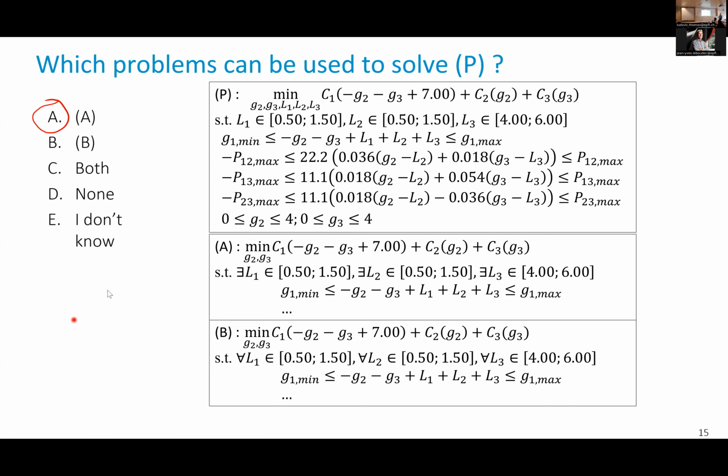But the bad news is we cannot get B by simply adding L1, L2, L3 into the optimization variables. In fact, what are we doing when we add them here? We say we solve an optimization problem where we choose the L1, L2, L3. We choose the loads, which are the disturbances. But the disturbances, usually we don't choose them. They are playing against us, or they're playing independent of us. They are happening by nature, not by us. So we cannot choose them.